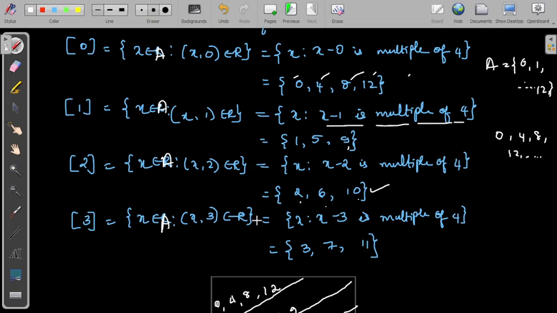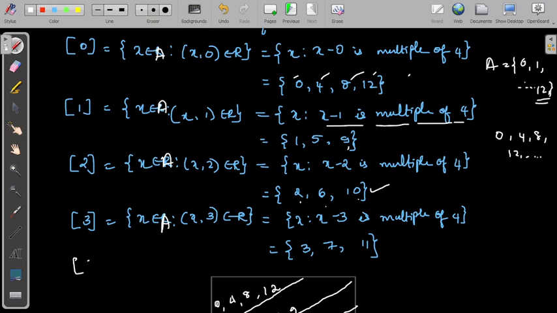Equivalence class of 3 is x minus 3 is a multiple of 4. That is 3 minus 3, 0, so 3 comes. Then 7 minus 3 is 4, a multiple of 4. Therefore, 7 will come. 11 minus 3 is 8, a multiple of 4. Therefore, 11 will come. Other elements we don't want because A contains elements only till 12.